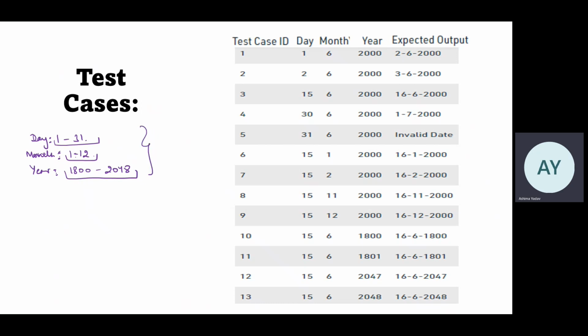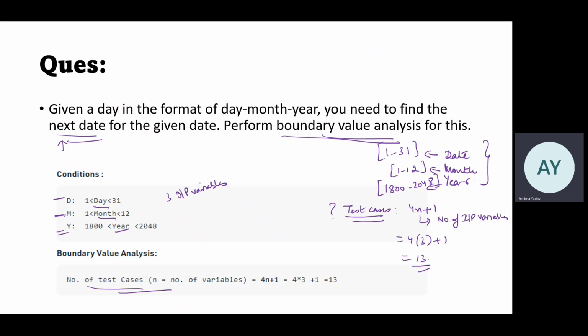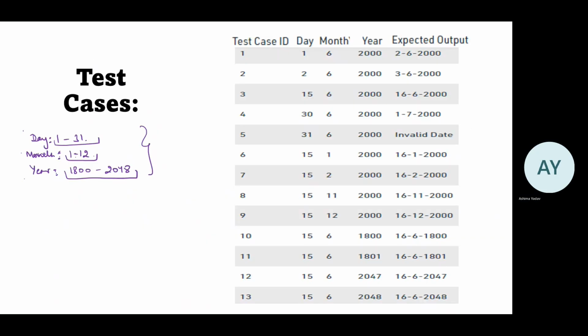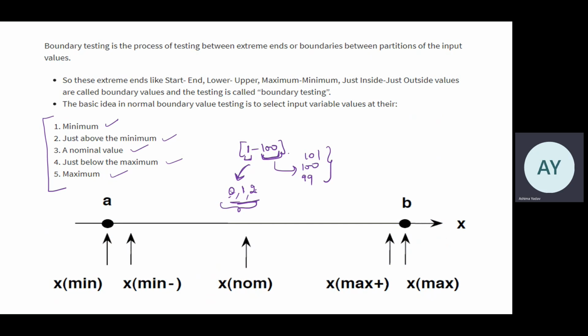These things will be given in the question. And since there are three inputs, you have already calculated that the number of test cases required is 13. So what you have to do here is, and again just recall, boundary value test cases test the software on these five things: minimum value, just above minimum, nominal, just below maximum, and maximum.